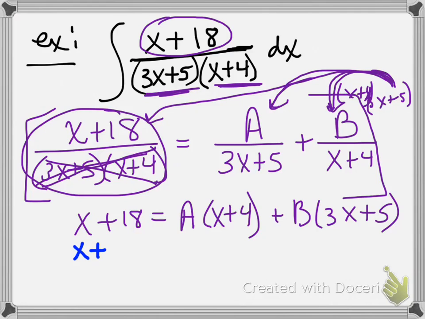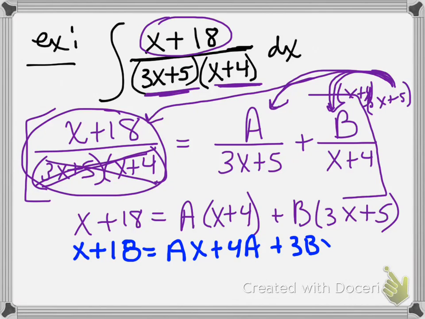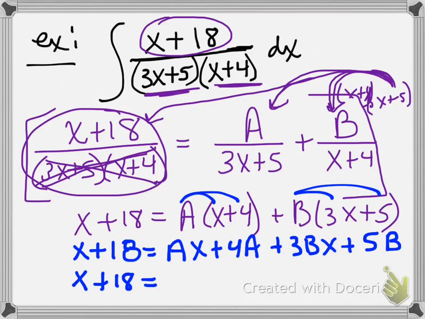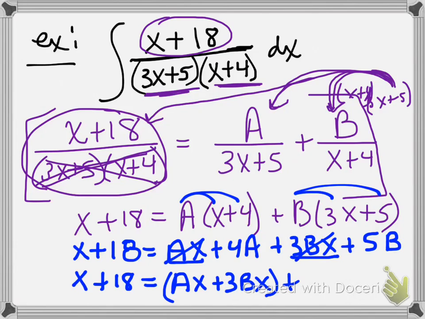So I have x plus 18 equals ax plus 4a plus 3bx plus 5b. So just distributing stuff out. And now I'm going to regroup this. x plus 18 is equal to, and what I'm going to group together are the x parts, which are ax and 3bx. So ax plus 3bx. I'm going to group those two things together. And then the parts that don't have x, which are 4a plus 5b, I'm going to group those parts together.